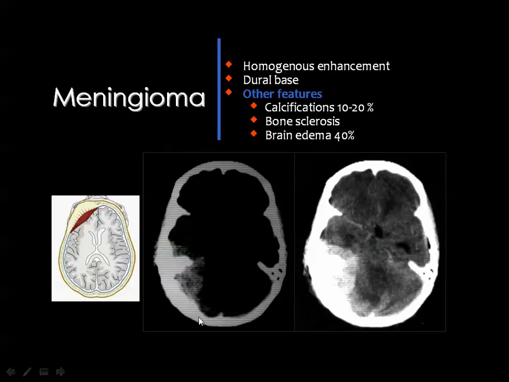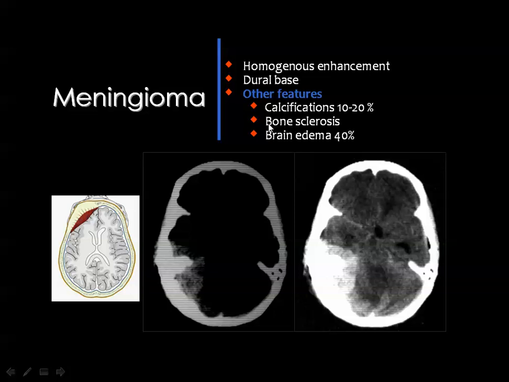Meningioma related to the tentorium, either above the tentorium or below the tentorium, is known as the tentorial meningioma. Then you know that the most important characters for meningioma are the homogeneous enhancement and the dural base. There are several non-essential findings of meningioma, like the presence of tumor calcification, which can be seen in 10 to 20% of the cases.